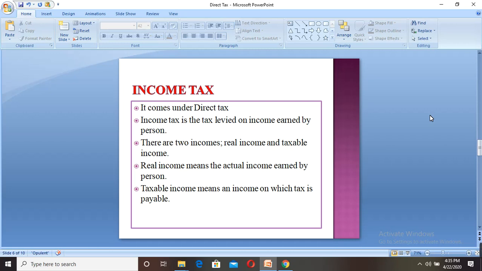And there are two types of incomes: real income and taxable income. Real income means the actual income earned by a person, and taxable income means an income on which tax is payable. From the first definition, income tax is the tax levied on income earned by a person. We don't think that the government levies tax on the real income of an individual. Government never imposes tax on the real income of individuals. Government only imposes tax on the taxable income of an individual. So let me clarify what is real income and taxable income.